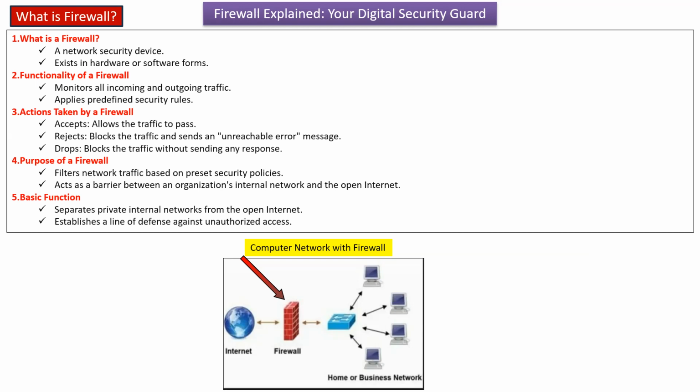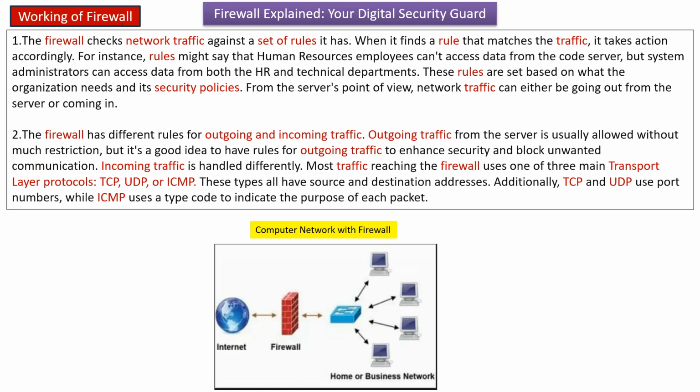The purpose of firewalls is to filter network traffic based on preset security policies and act as a barrier between an organization's internal network and the open internet. Basic functions are to separate private internal networks from the open internet and establish a line of defense against unauthorized access. Now we will see how a firewall works.